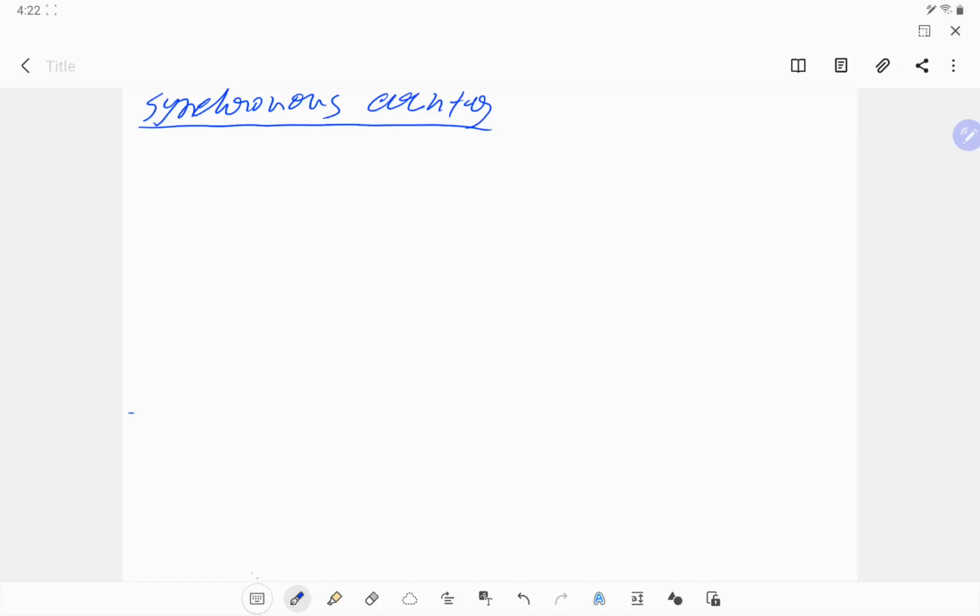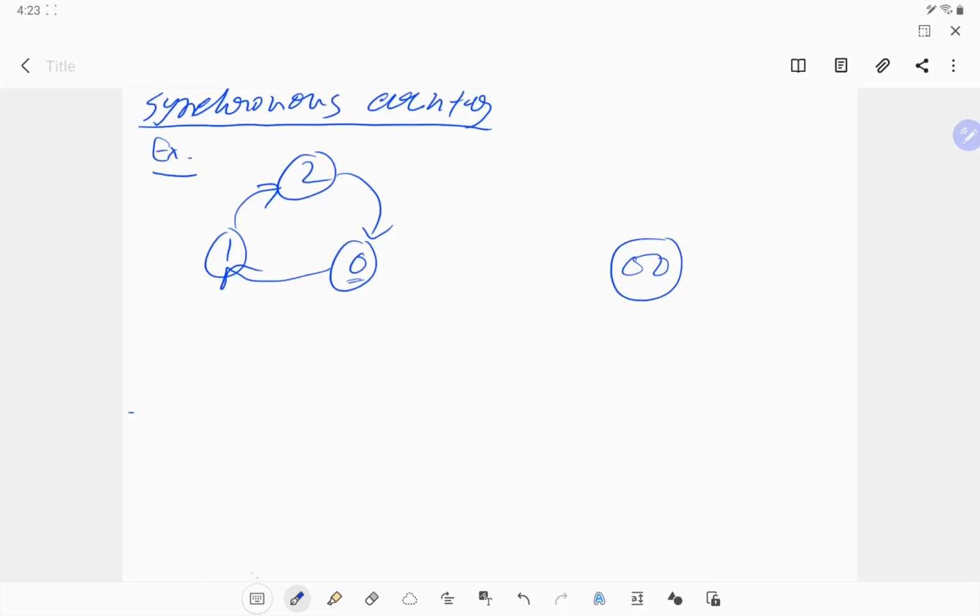Let's see this with an example. Say we want to design a circuit that will be counting 2, then 0, then 1. This sequence will be counting 2 0 1, 2 0 1, 2 0 1, and we also know that we represent 0 by 0 0 in binary, we represent 1 by 0 1, and we represent 2 by 1 0. So this is the counter that we want to design.